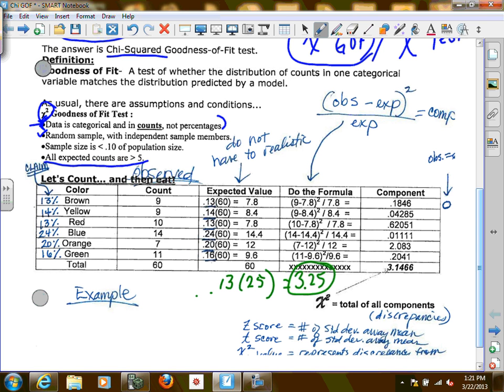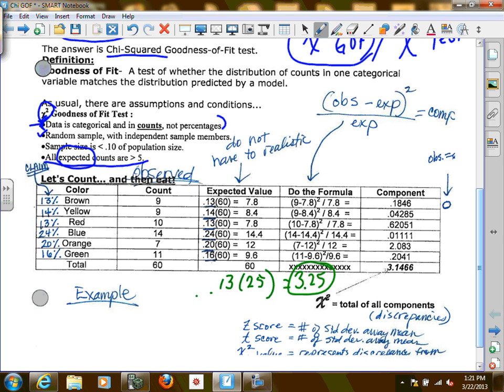Okay, so 1 and 2 proportions: NP and NQ have to be greater than or equal to 10. Good. How about for means? What's large enough for means? Greater than 30. So for chi-squared, and this is the last one we'll have to remember, the expected count, not what you observe, but what's expected, is greater than 5.